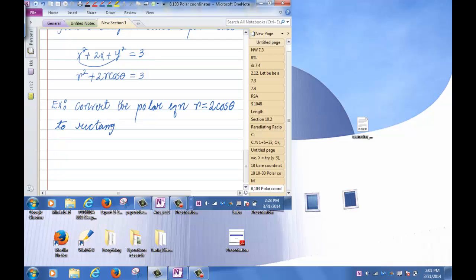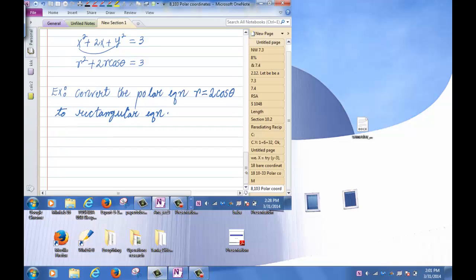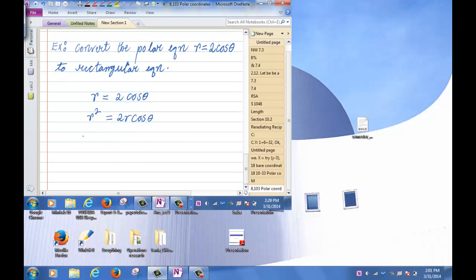Okay, how do I do this? r is 2 cosine theta. Well, in this case, you can realize that if I multiply both sides by r, I'm going to get r squared is 2r cosine theta. And then I know r squared is what? x squared plus y squared. And I know that r cosine theta is x. So you're done with this question here.